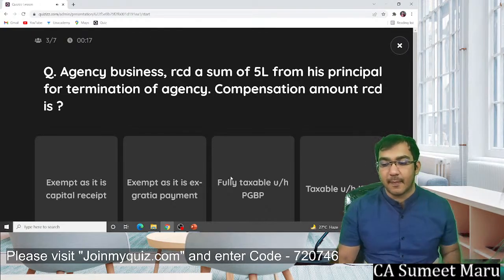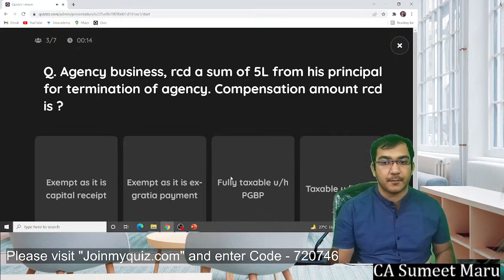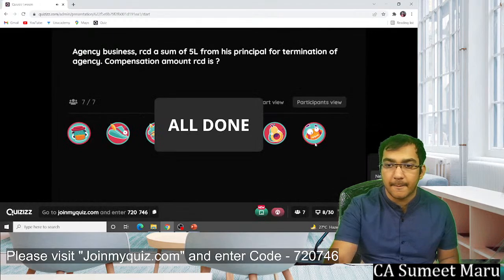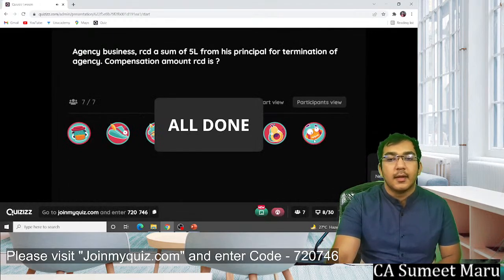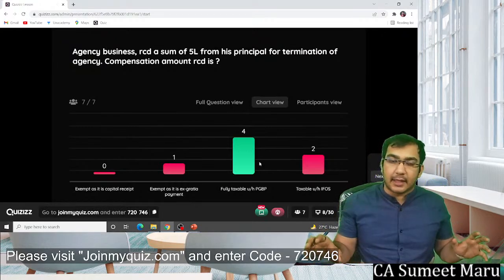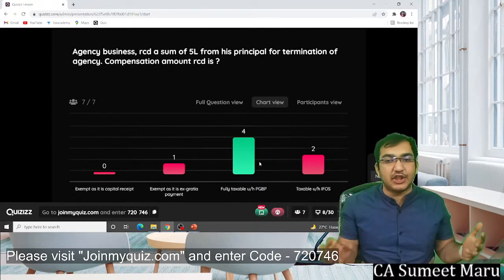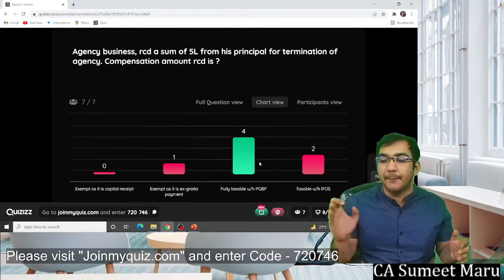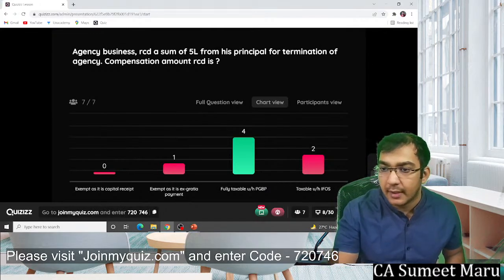You have learned this. Right answer is fully taxable in PGBP. Very good. See, termination or any updation or any change of clause and you received any amount due to that, it is absolutely taxable under the head PGBP. Very good. Next question.